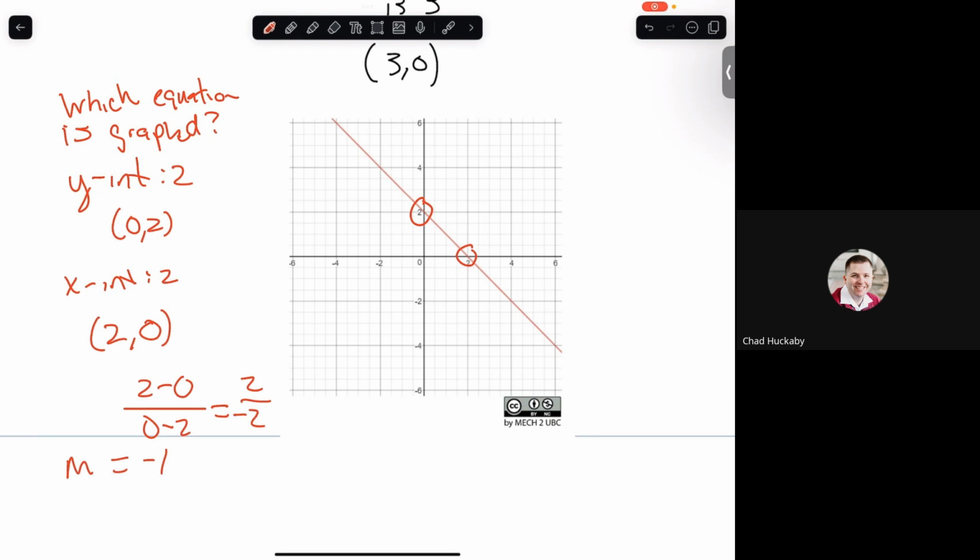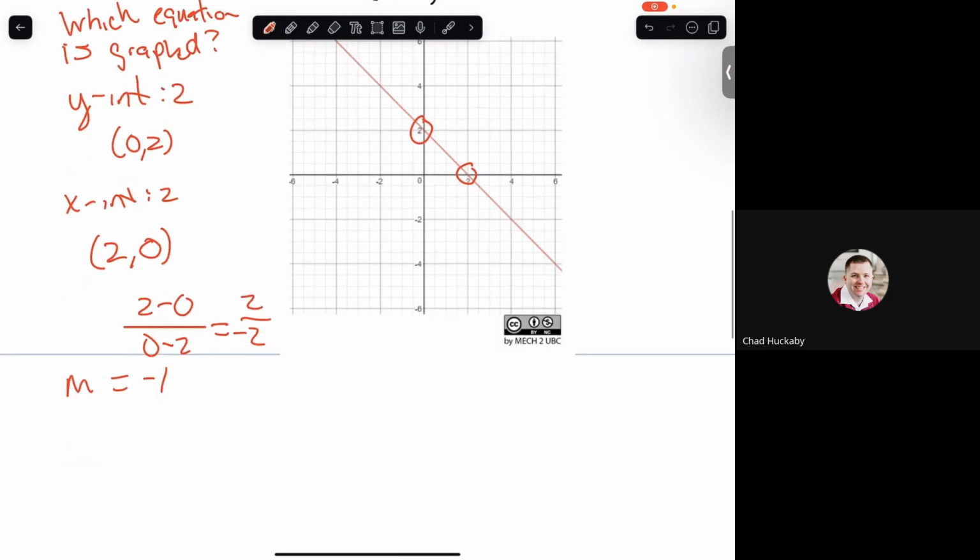So now I think we have all of the pieces we need to get the equation of this graph. Normally we would use the point-slope formula, but we already know the intercept and the slope, so we can go straight to slope-intercept form. So negative 1x plus 2, or y equals negative x plus 2. That's the equation of the line that's graphed there.